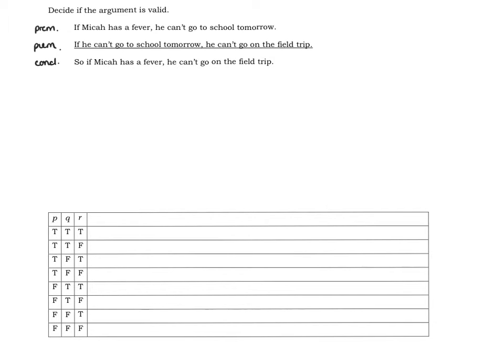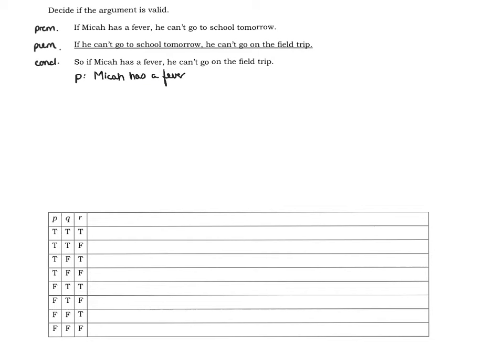All right, on to example 20. Now this is the first argument we have looked at that has three simple statements embedded in it. So we're going to need to use three variables, P, Q, and R. So what is one simple statement we can find in there? Well, just taking that very first, the first premise, if Micah has a fever. So the first simple statement would be Micah has a fever.